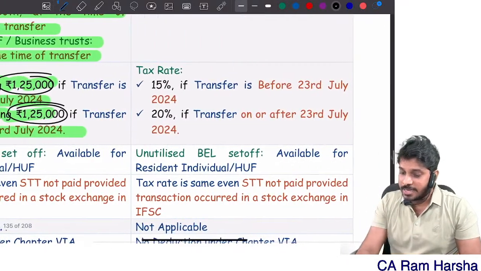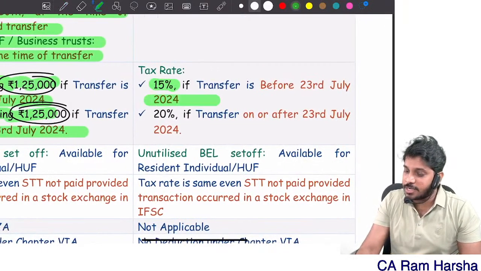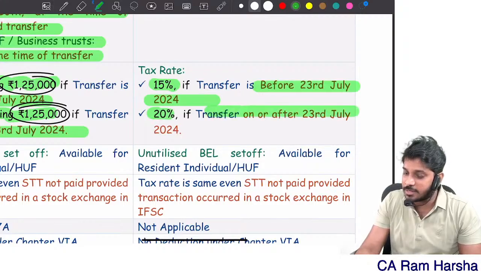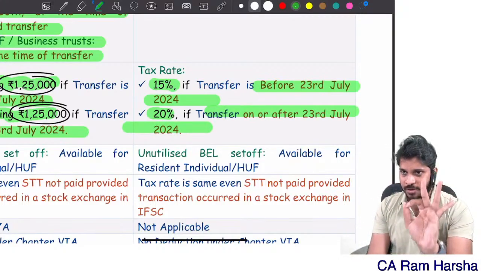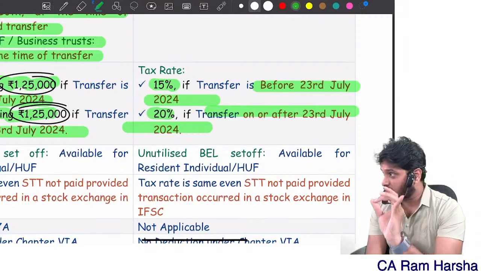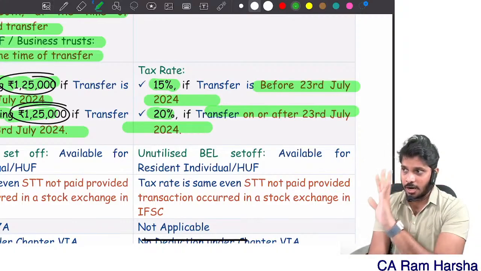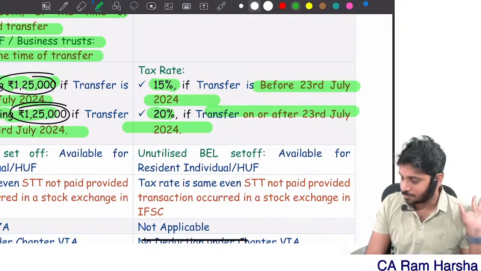That's it. Tax rates. Sir, if it is a short term gain, 15% if the transfer is before 23rd July, 20% if the transfer is on or after 23rd July. That's it. 112A is completed, 111A is completed. Whether an asset is long term or short term, that is also completed. Are you clear? Yes or no?